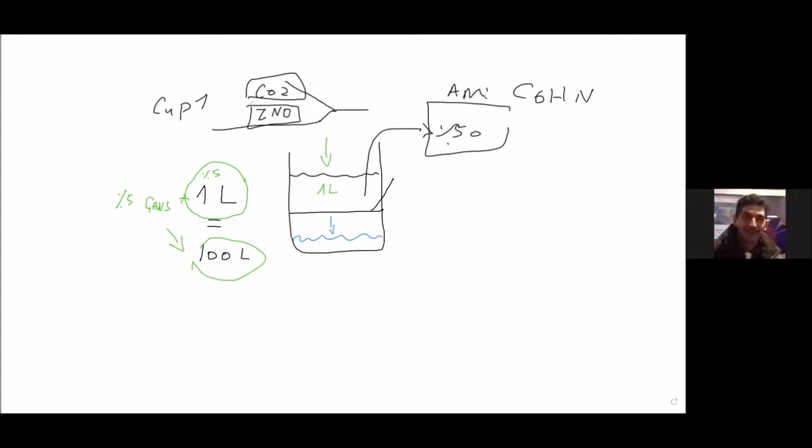This cup number 2, you are using it only in these circumstances, because cup 2 is basically copper.